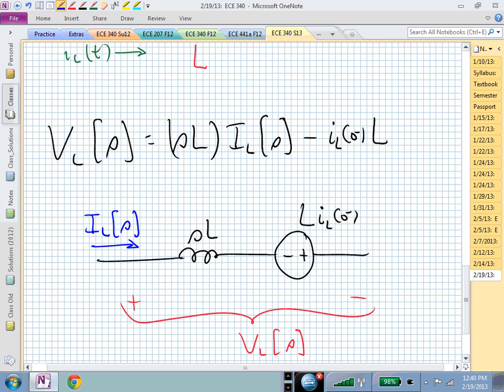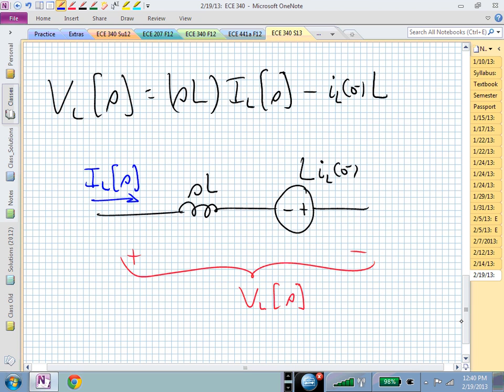Now, if we have a circuit that has an inductor and we want to create the S-domain equivalent and we're wanting to do mesh analysis, we can replace the inductors everywhere with this series combination of an impedance and a source, where the polarity has to be observed, minus plus. This will then be useful if we were wanting to do the problem via mesh analysis.